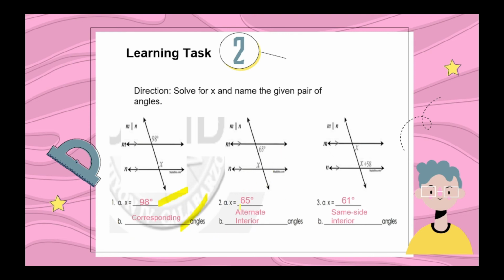Number 2, the value of x is 65 degrees. And that is alternate interior angles. Number 3, the value of x is 61 degrees, and that is same side interior angles. So, kindly total the score for learning task number 2. All in all, that is 6 points.